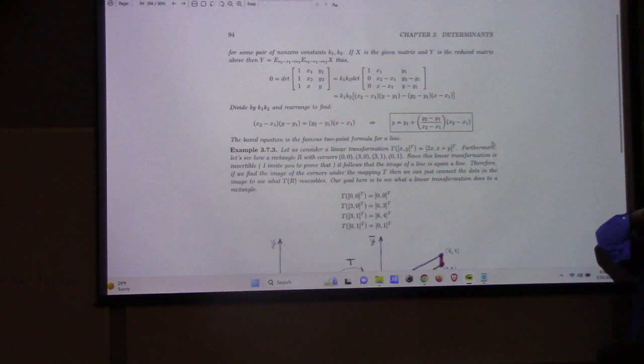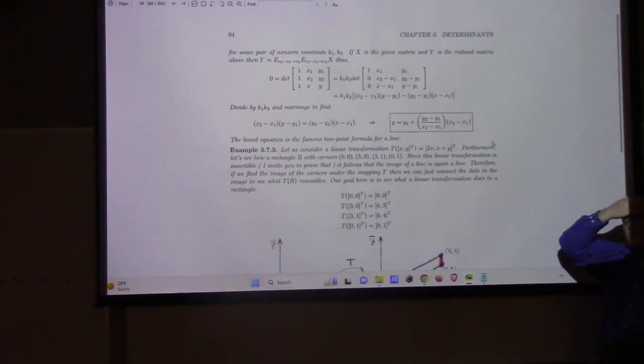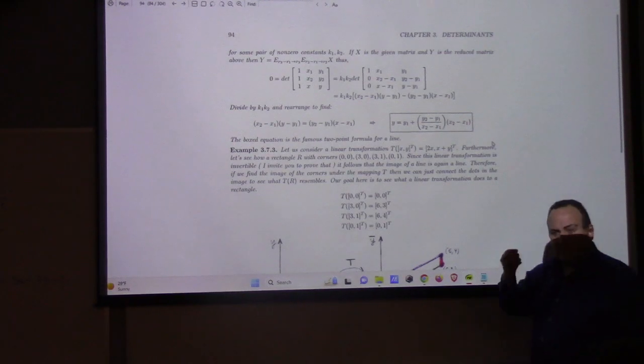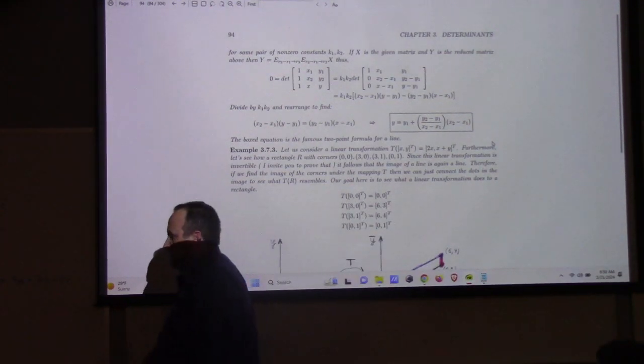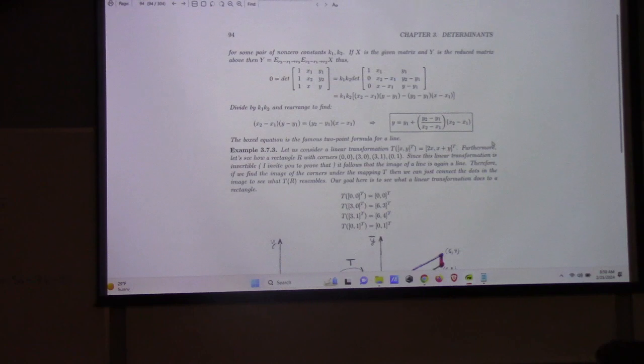But if you understand this trick, you could easily write down a 3-point formula for a plane. What would it be? If this is the 2-point formula for a line, what's the 3-point formula for a plane in terms of determinants?